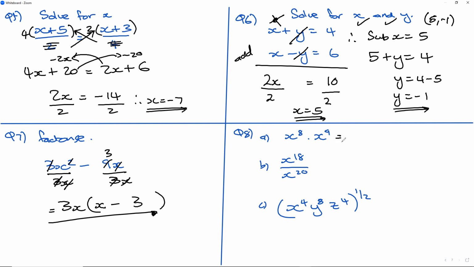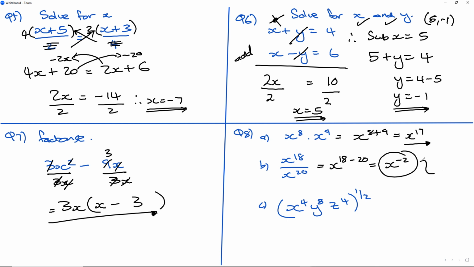Next one, I've got 8 plus 9, which is equal to 17. x to the power of 8 plus 9. When we multiply like bases, we add the powers. So this is going to be x to the power of 17. When we divide, we subtract. So this will become x to the 18 minus 20, which is x to the negative 2.